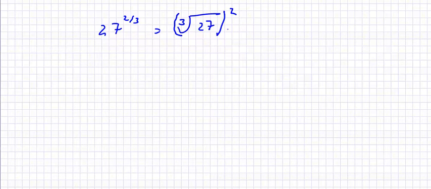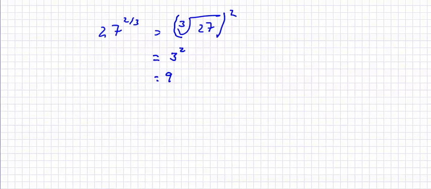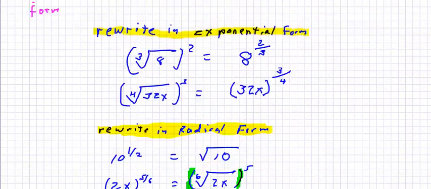Let's look at one more. 27 raised to the 2/3. The cube root of 27 squared. Now we wouldn't do this because I don't know what 27 squared is. So I'm always going to use my parentheses. I want to evaluate the radical first if I can. Cube root of 27 is 3. 3 squared is 9. Again, not too complicated, hopefully.